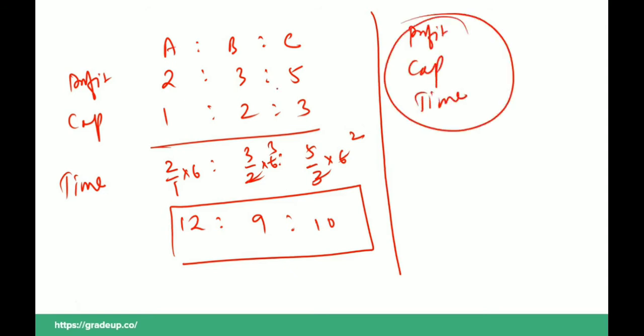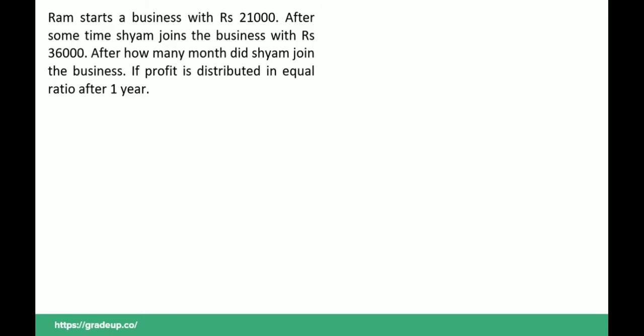All right guys, now this is the basic of this chapter. Okay, now let's start with the questions. Here we have the first question. In this question we have been given that Ram starts a business with rupees 21,000. After some time, Shyam joins the business with rupees 36,000. After how many months did Shyam join the business if profit is distributed in equal ratio after 1 year?